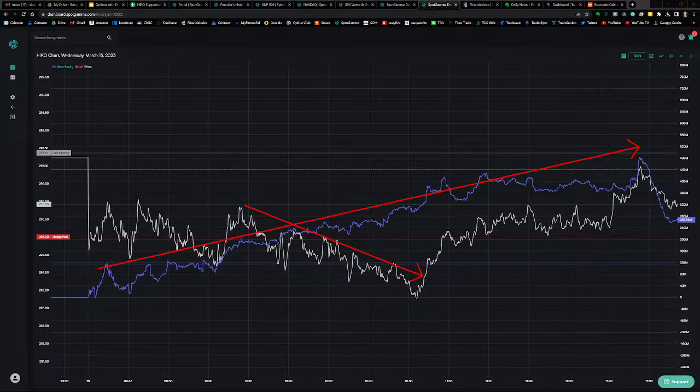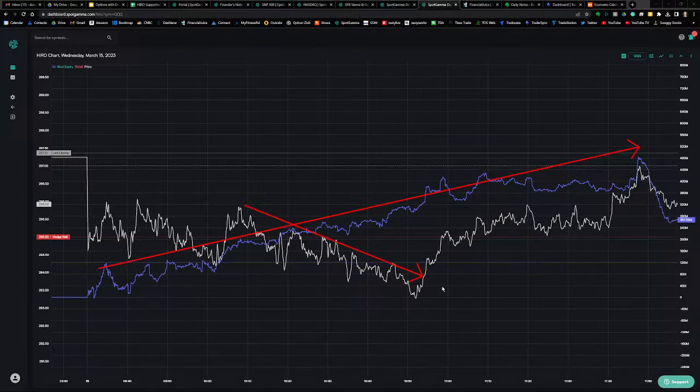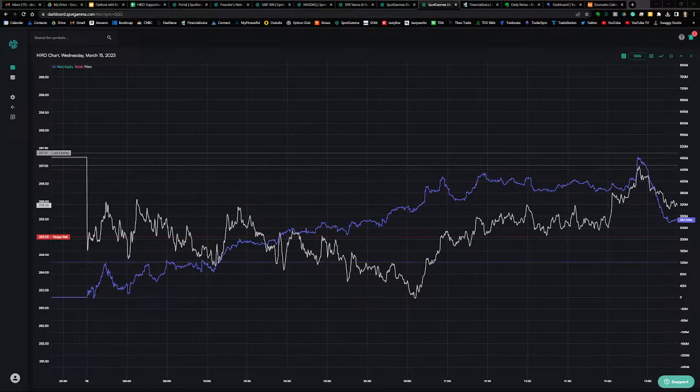Again, I posted this in Discord. Rising Hero, and then finally the shift in order flow, shift in price action from bearish to bullish. Let's go take a look at Bookmap.